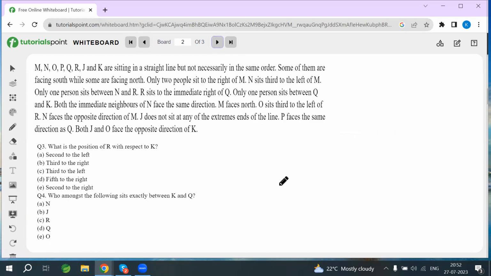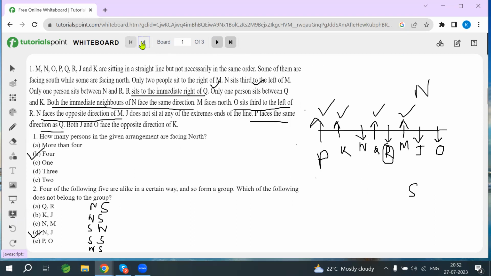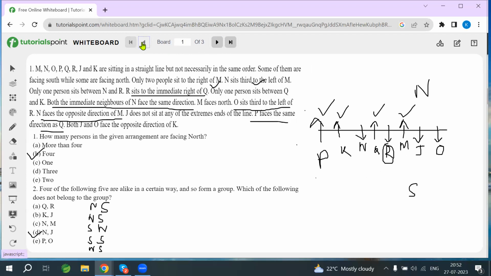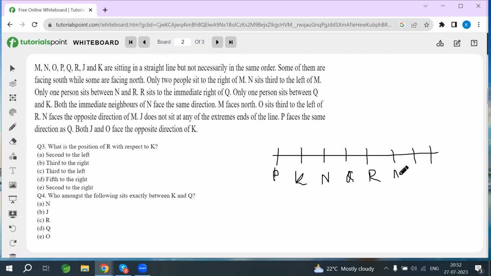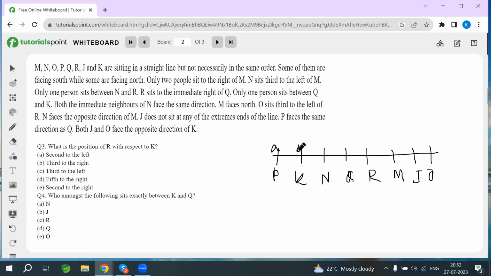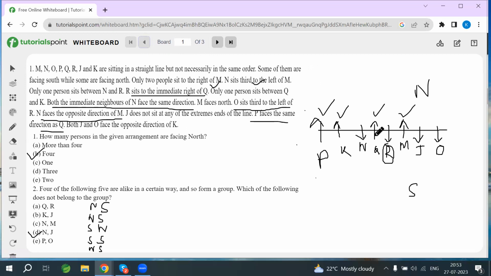Now for the next questions, again I will draw the same. P, K, N, Q, R, N, J, O. North, north, south, north. Again, south, north, south, south.